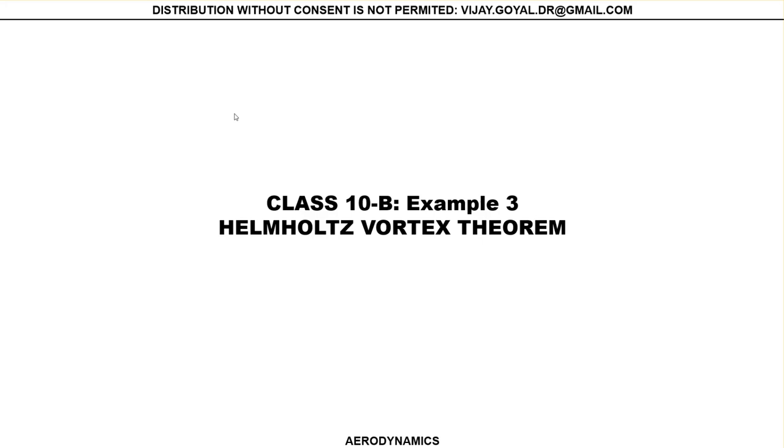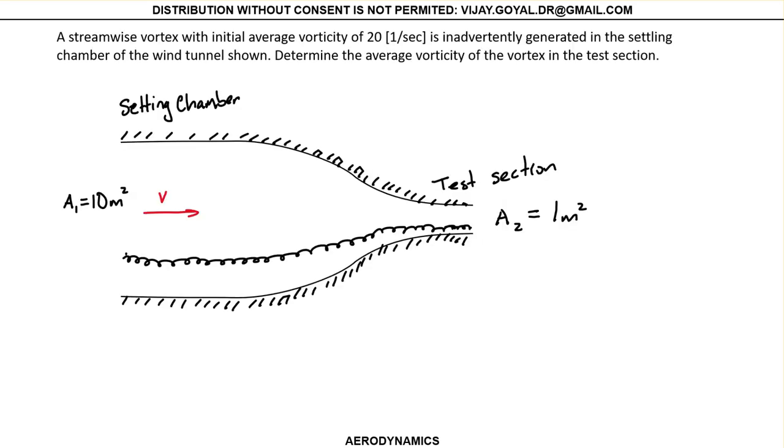So this is example number 3 for Helmholtz vortex theorem. In this particular theorem, we have a streamwise vortex. It's still a tube, but it's going streamwise instead of going perpendicular to the flow. And it was not expected.